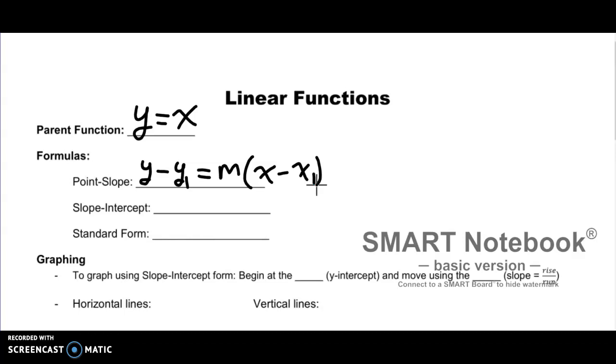Then we have slope-intercept form. y equals mx plus b, where b is our y-intercept. And then we have standard form. Ax plus by equals c. And for that one, standard form, a, b, and c, they're just numbers.